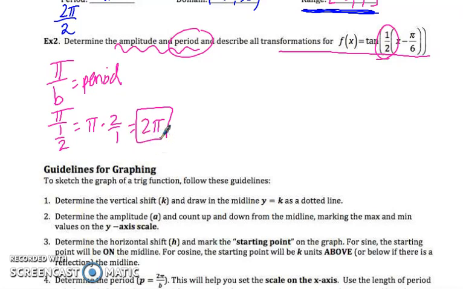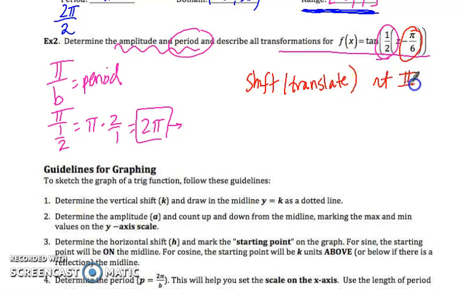And so describe all of our transformations. Well, we're going to have a horizontal stretch because the period has gone from pi units to 2 pi units, so it's wider. And then the last thing you need to talk about is the fact that we're going to shift the entire graph, or translate the entire graph, to the right pi over 6 units. And that's it.